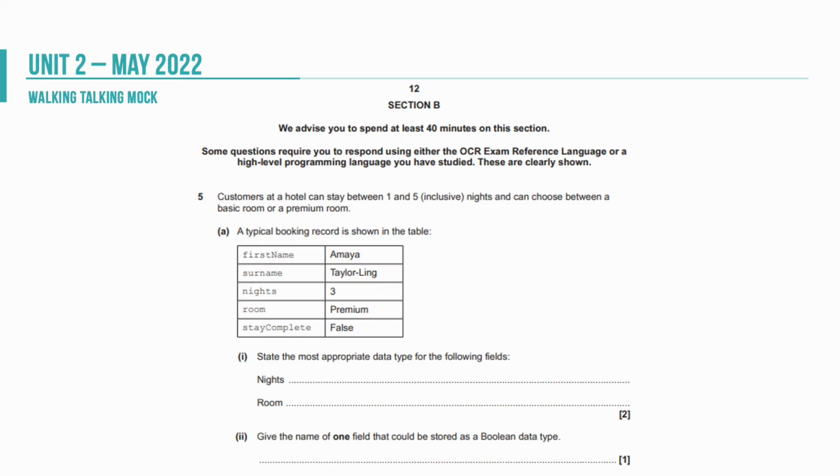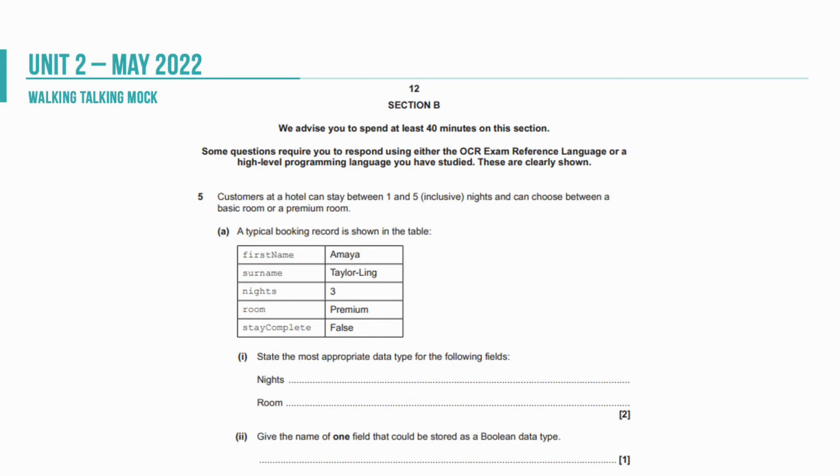As the paper then says, we can use in the second half either OCR reference language or Python, a high-level programming language that we've studied. Python is one. If you're in a different school to mine, you might be learning something else. It says we advise you spend 40 minutes on this section. That's entirely up to you. Probably sensible, and certainly don't spend all of your time on the first half.